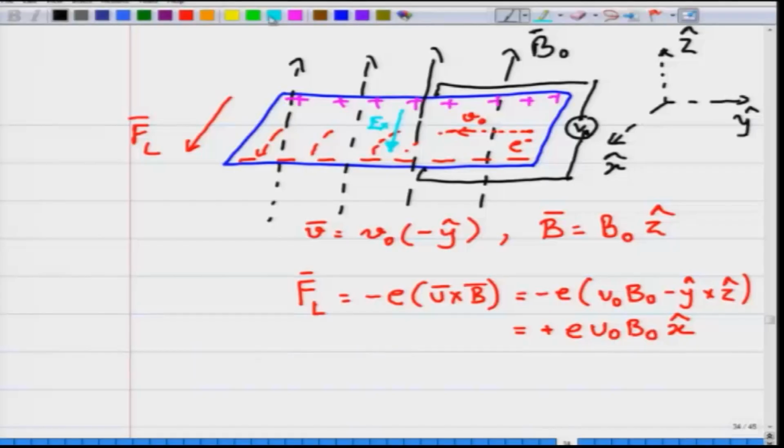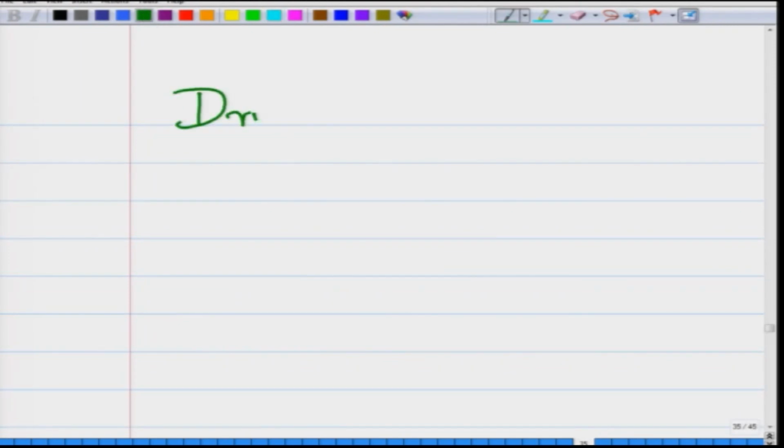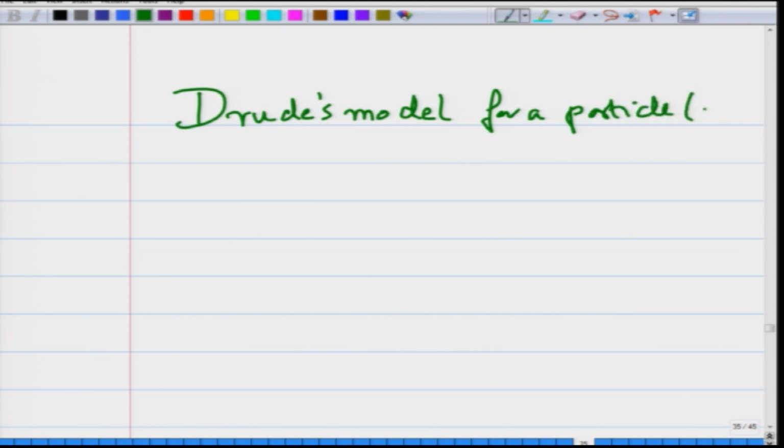So, we would like to calculate how much is this electric field which is generated inside the metal, and how does it depend on the strength of the magnetic field. How do we go about calculating this electric field? For that we now go back again to the Drude's model of conductivity, and let us write down the Drude's model for a particle, which is an electron out here, moving in an electric field and a magnetic field.